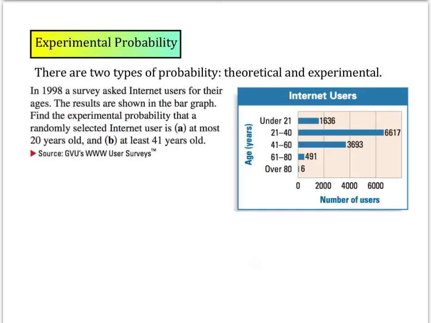So what we're thinking here is we want to just figure out how many of these users are under 21, and divide that by total users.